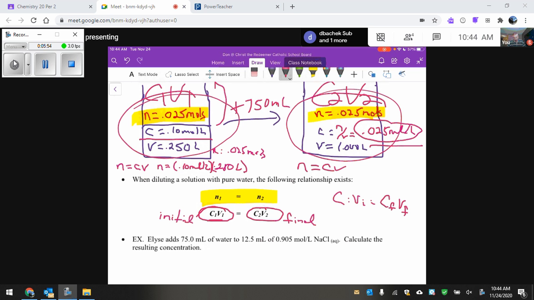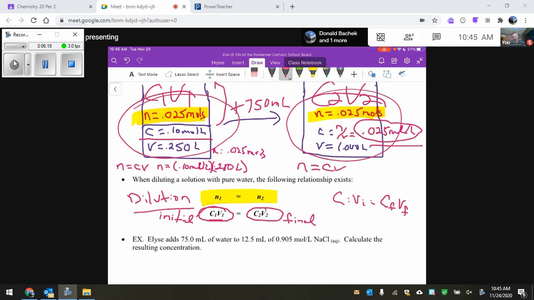So this is our dilution formula right here, and this is what we're going to use for dilution questions. C1V1 equals C2V2, okay? R2D2, C3PO, Chewbacca. There we go. Okay, so the initial has to equal the final, basically is what they're saying.